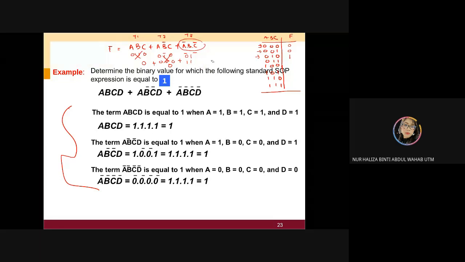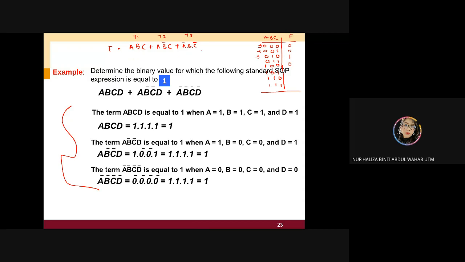Next, I check another one. I check 0, 1, 1. I apply to term 1 first, 0, 1, 1. I get 0 plus, for the second term, 0, 1, 1, so I still get 0. And I add another one, 0 bar, 1, 1 bar. So I will get 1, 1, 0. So I get 0 plus 0 plus 0. F is 0.